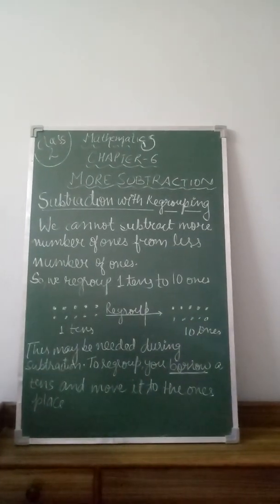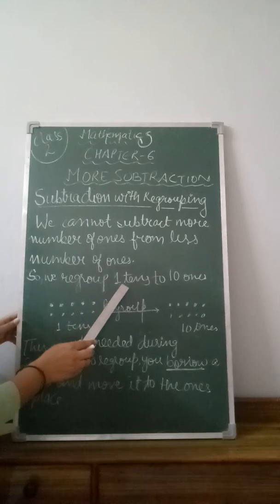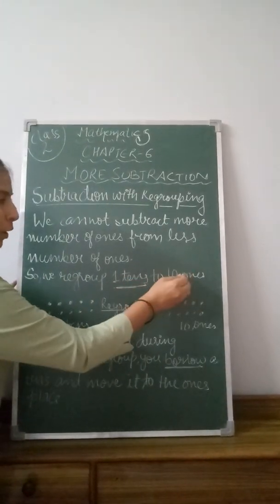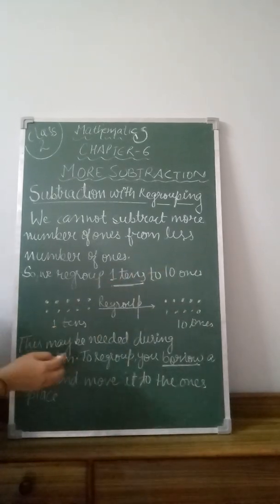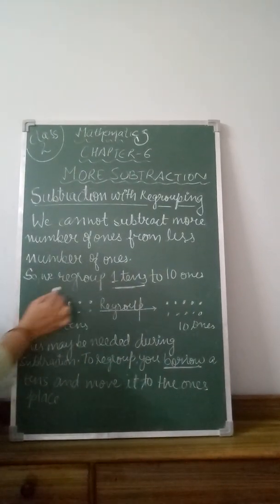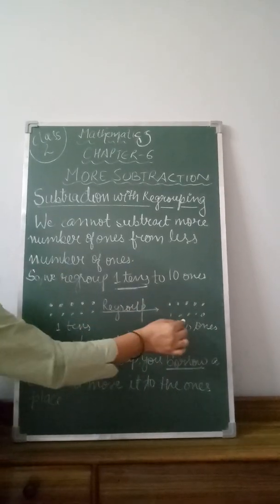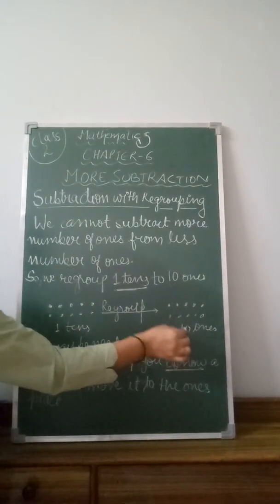So how do we regroup the numbers? We regroup 1 tens to 10 ones. Means 1 tens is given to the ones place and it becomes 10 ones. How? Suppose here it is like this. This is 1 tens. Regroup, it becomes 10 ones. They are equal. 1 tens or 10 ones, they are equal.